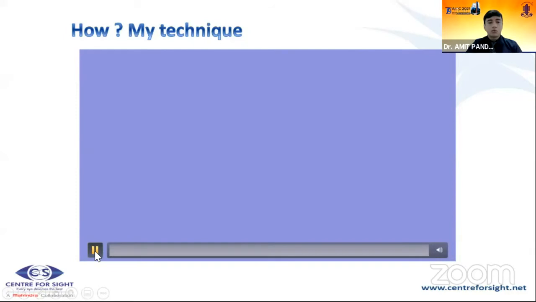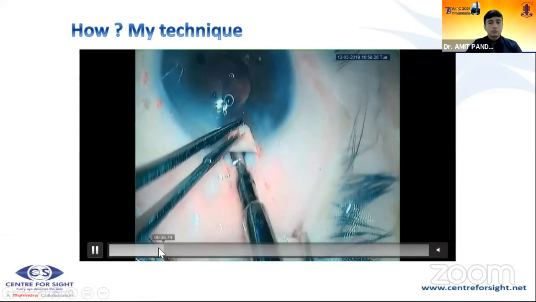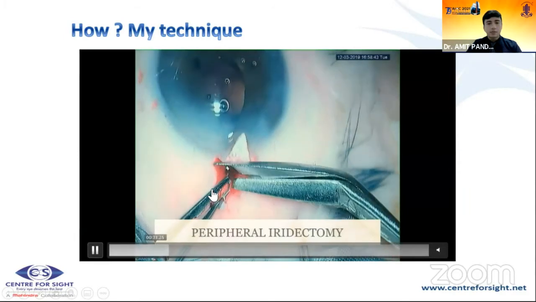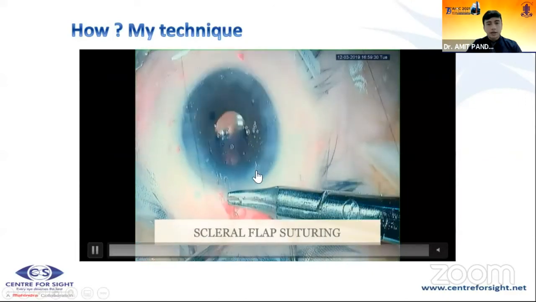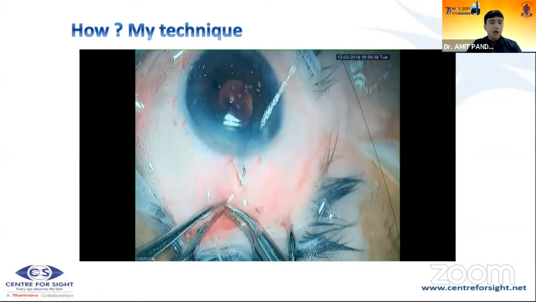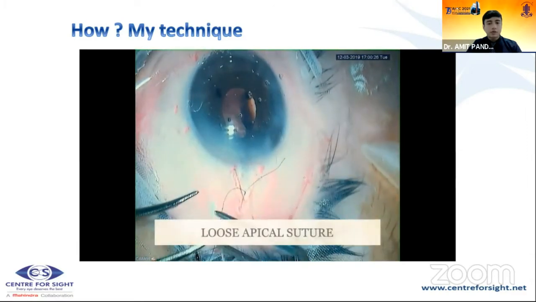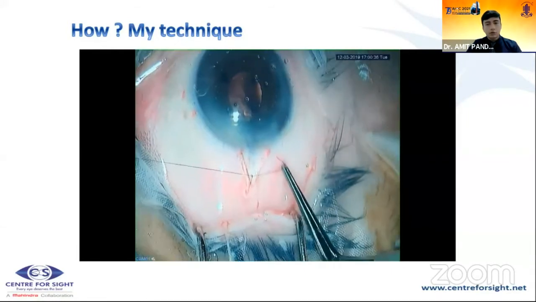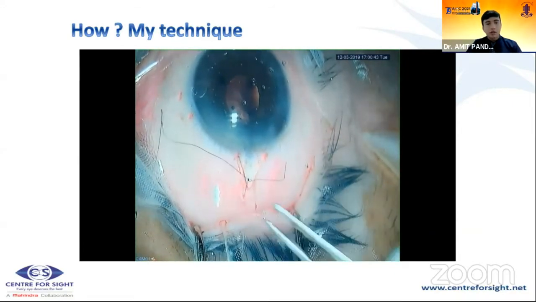Coming on to the how part, what is the surgical technique like? I'll just go through it quite quickly. The surgical steps remain the same until the closure of the scleral flap. For the scleral flap suturing, I take an apical interrupted suture which is quite loose as compared to how we normally close the scleral flap in a trabeculectomy. As you can see here, the apical suture is loose and not as tight as we normally would want it to be. This will allow for that dynamic scleral flap movement in the early postoperative period.